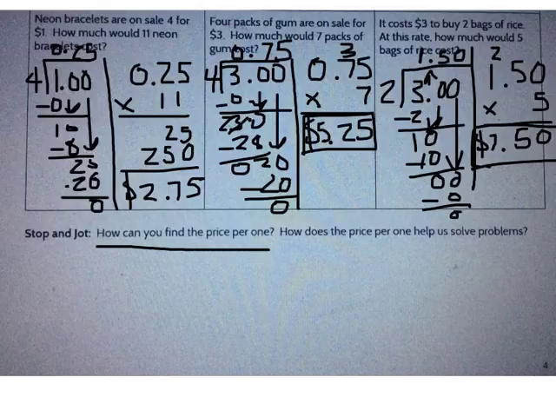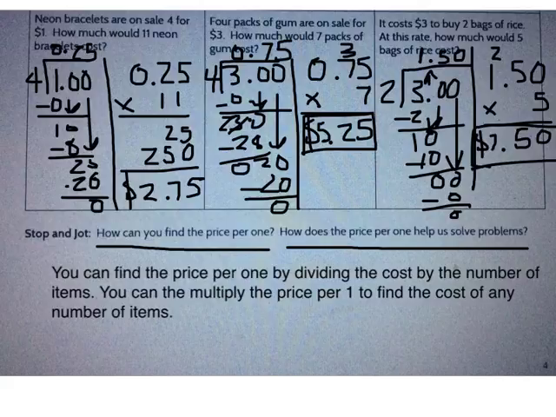How can you find the price per one, and how can you use the price per one to help solve problems? Go ahead and answer that question now. You can find the price per one by dividing the cost by the number of items. Once you know the price per one, you can multiply it to find the cost of any number of items.